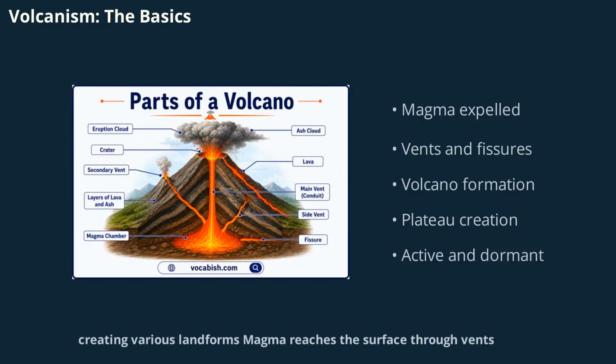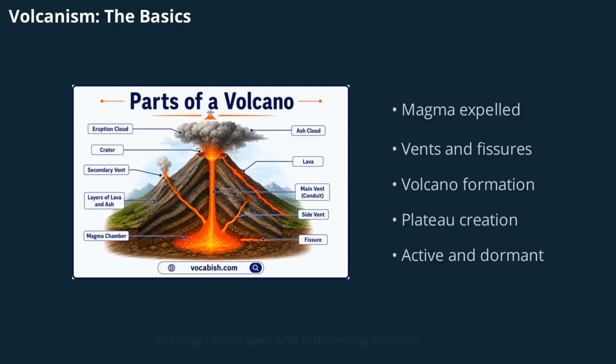Magma reaches the surface through vents, pipe-like openings, or fissures, large cracks. Lava emerging from vents builds volcanoes, while lava from fissures spreads out, forming plateaus. Volcanic activity alternates between active and dormant periods, shaping landscapes and influencing climate.